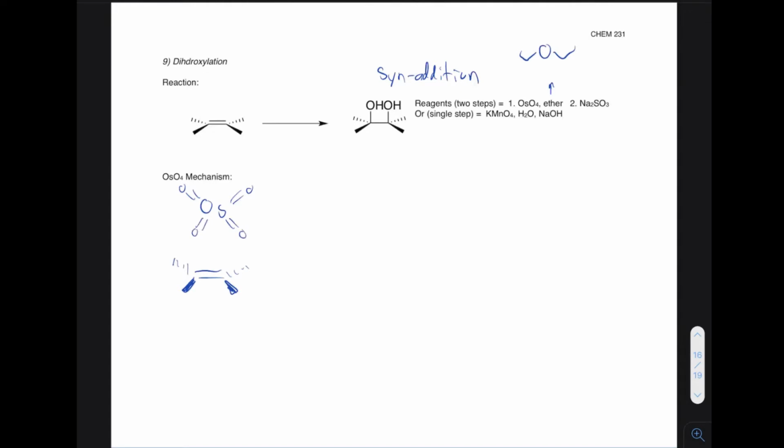adds to the alkene like this, where the alkene attacks the oxygen, the double bond breaks onto the metal, and then the double bond from the osmium to the other oxygen over here ends up attacking the other site of that alkene. And so we end up forming something like this, where we have this osmium intermediate like this. And this is called an osmate ester.